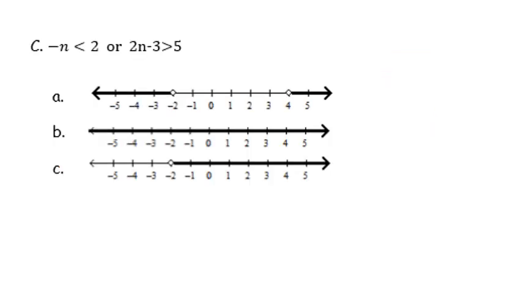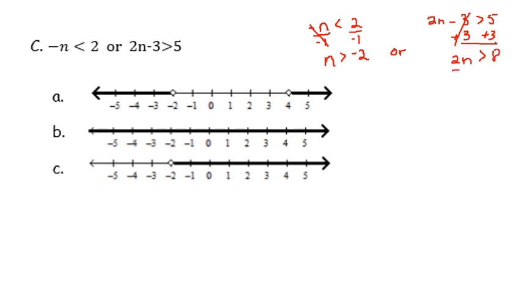Letter C, we've got negative n is less than 2. So remember, we don't want a negative in front of the n, so I'm going to divide both sides by negative 1. Those cancel out, and remember, because we're dividing by a negative, our inequality sign flips, and we get negative 2. And then we've got or 2n minus 3 is greater than 5. So we add 3 to both sides, and we get 2n is greater than 8. Divide by 2, and we get n is greater than 4.